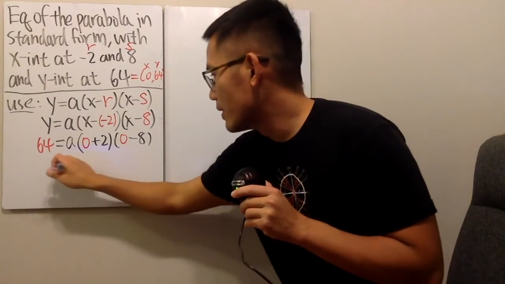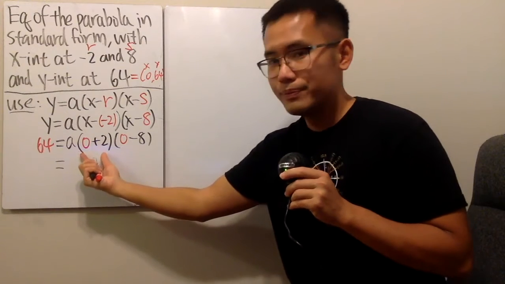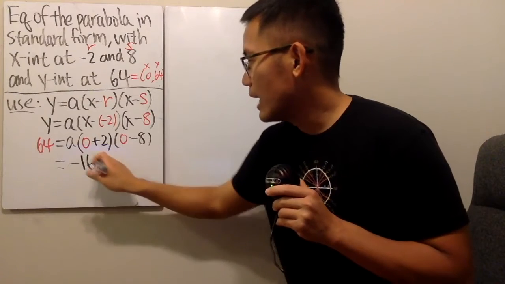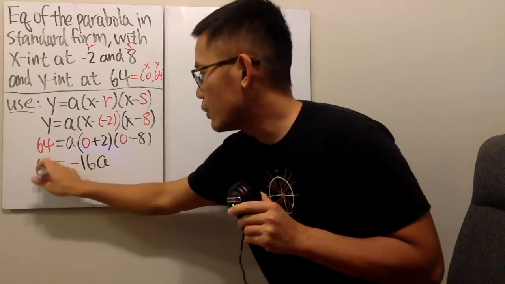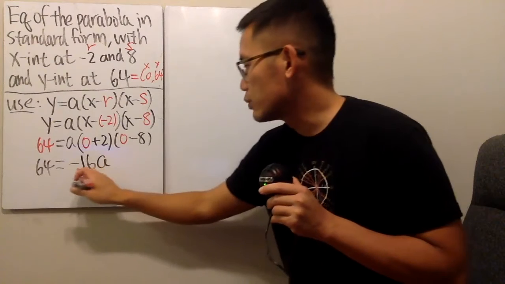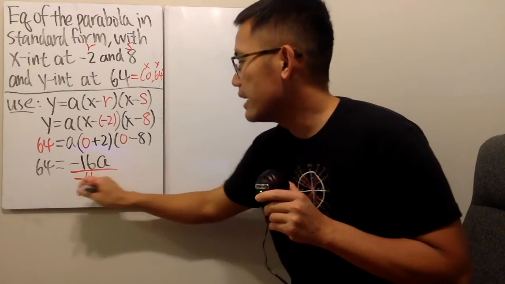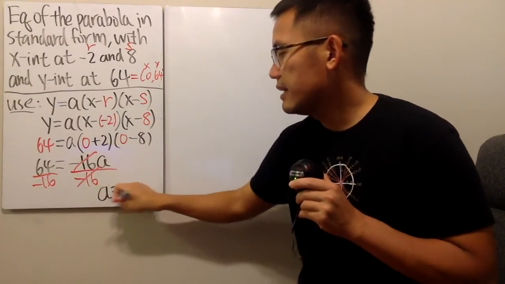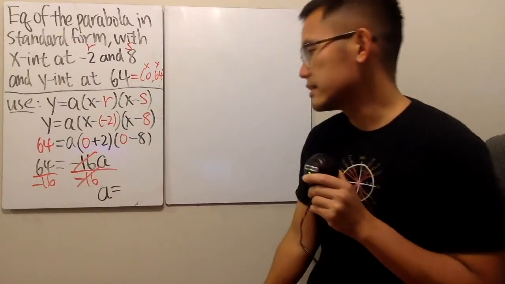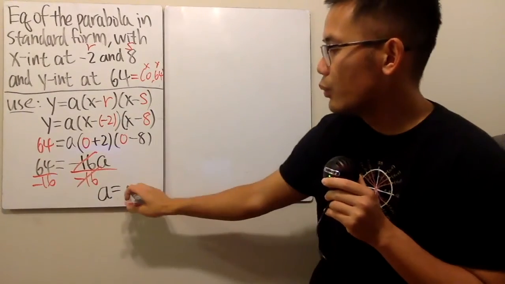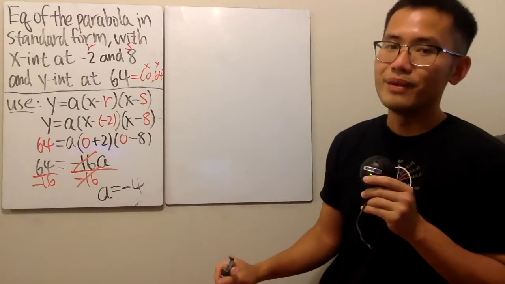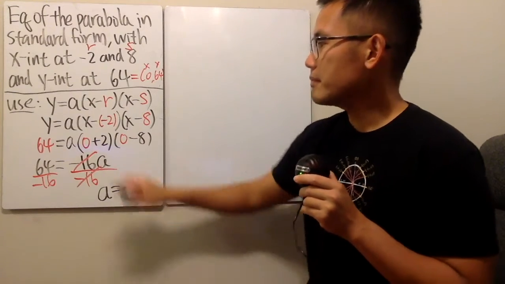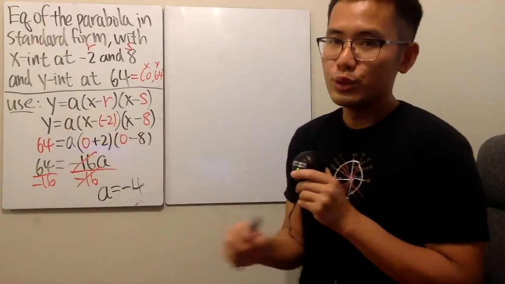Now, let's work this out. Have a look. This is 2 times -8, which is -16. And then we have the a, and on the left-hand side, we have 64. Then, of course, to solve for a, we can just divide both sides by -16. So you will see that a is equal to 64 divided by -16. We have a is equal to -4. So this is very nice. Now we can just put this back here, and then we just have to work it out.